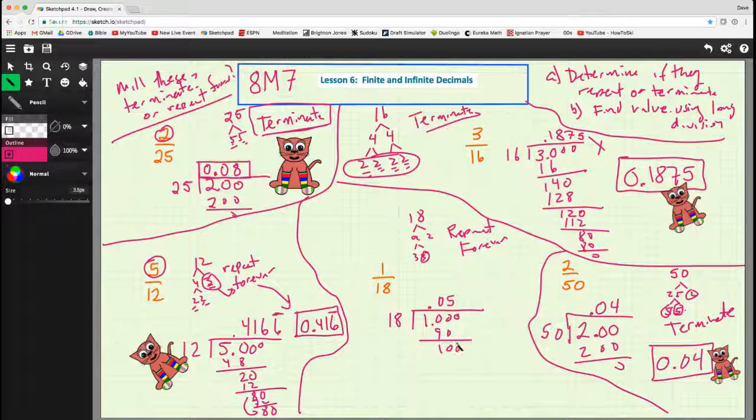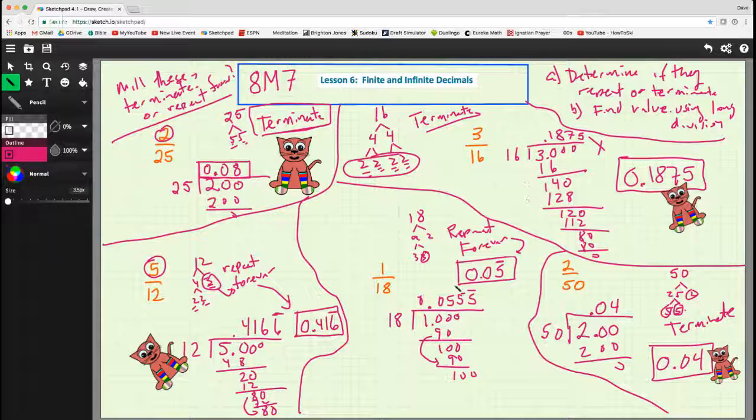Sorry, so we pull down. We have our 100. 100 goes in 5 times. 5 is 90. And then we have our 10. So we have our 90 repeating here. And so we get 0.05555, or 0.05 with a bar over it. So we correctly predicted it will repeat forever.